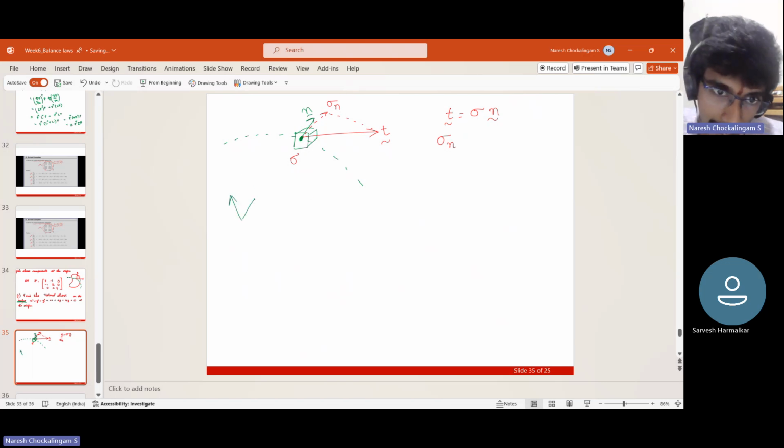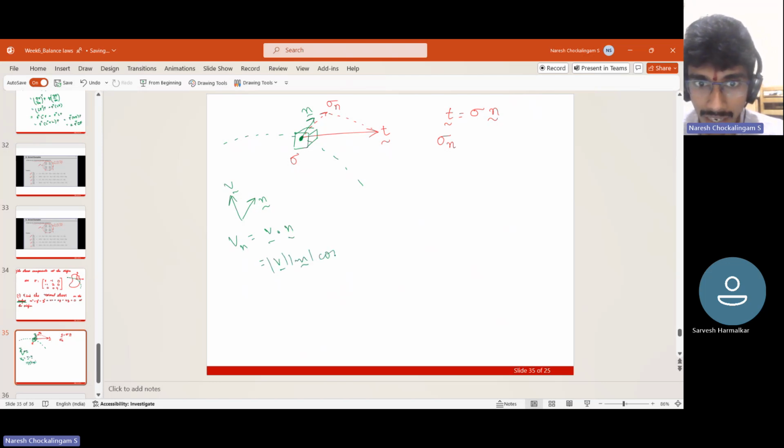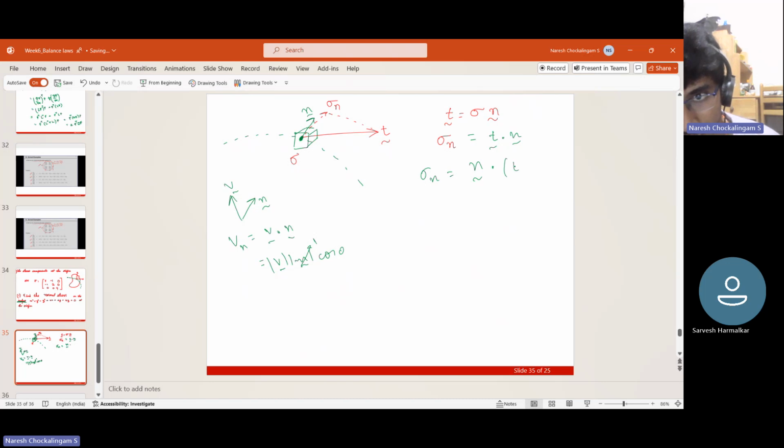The component of a vector along a given unit vector is nothing but, this can be any vector v, v dot n. Why? It is just v n cos theta. n is just 1. So it is just v cos theta, where theta is the angle between the two. This you know. So sigma n is nothing but t dot n. So therefore, the normal component of stress on a given surface at a given point is nothing but sigma n, which is n dot t, which in turn is n dot sigma n.